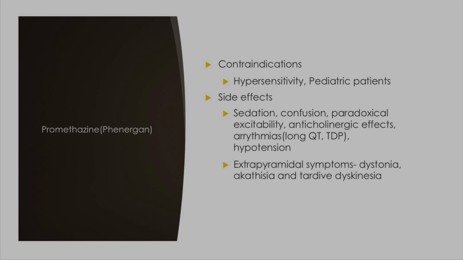Cardiac effects are also possible, including prolonged QT and rarely torsades de pointes. And again, dopamine blockade can cause extrapyramidal symptoms such as dystonia, akathisia, and tardive dyskinesia. These are medication induced movement disorders linked to dopamine inhibition. The takeaway is that promethazine is effective but carries meaningful respiratory, cardiac, and neurologic risks, so patient selection and monitoring matter.